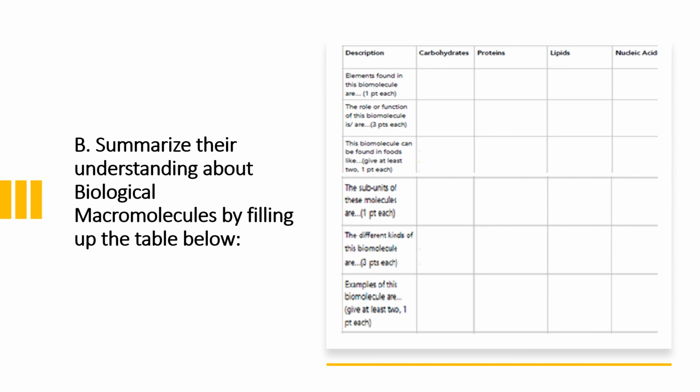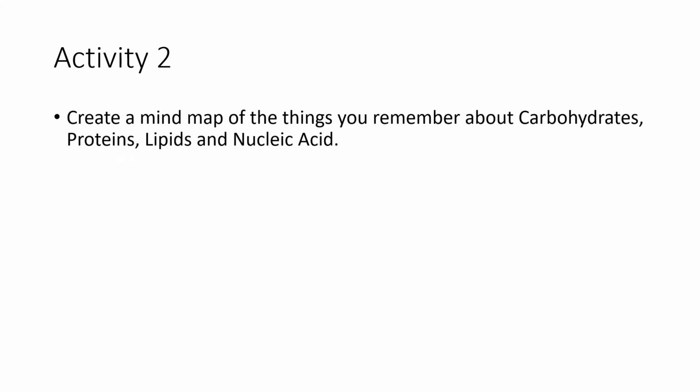Okay, for activity number 2, you are going to create a mind map of the things you remember about carbohydrates, proteins, lipids, and nucleic acid. And you're going to use an Oslo paper for your mind map.